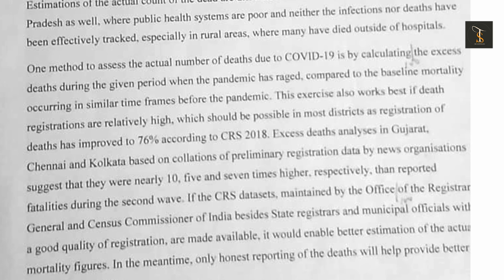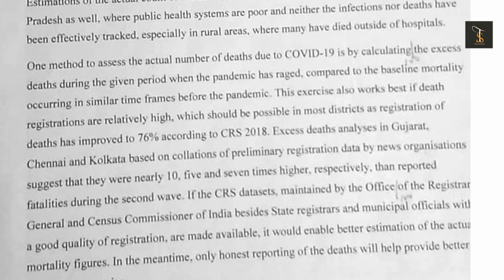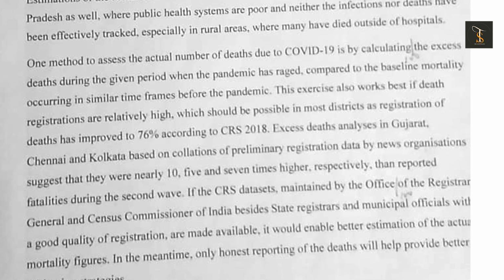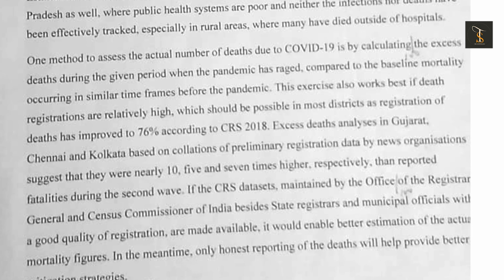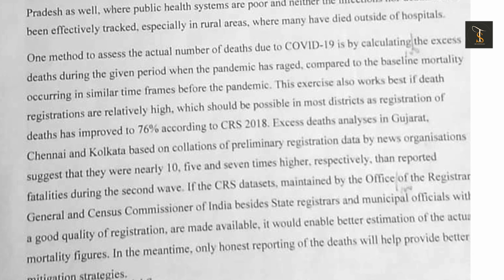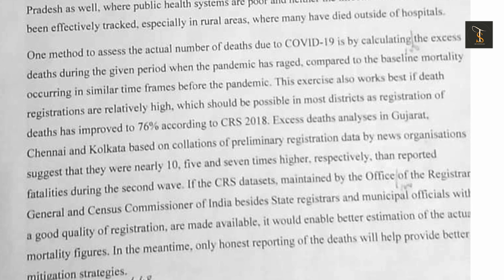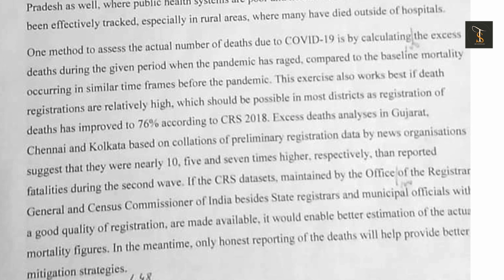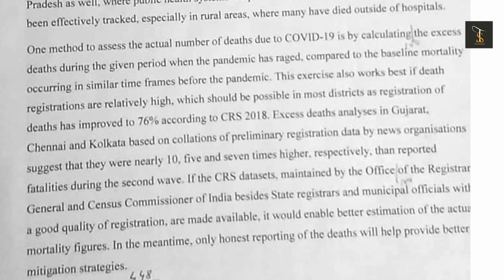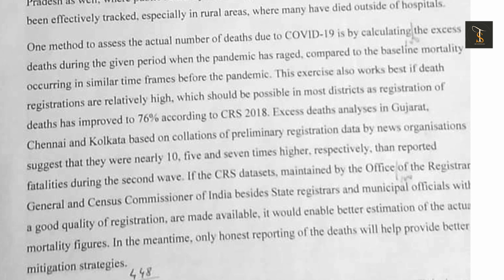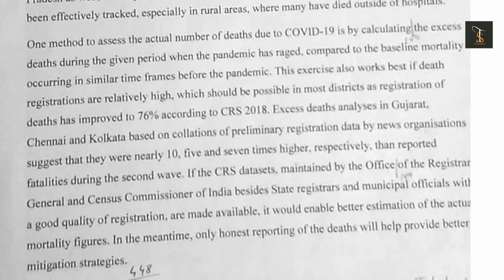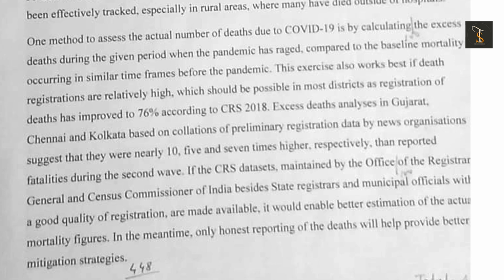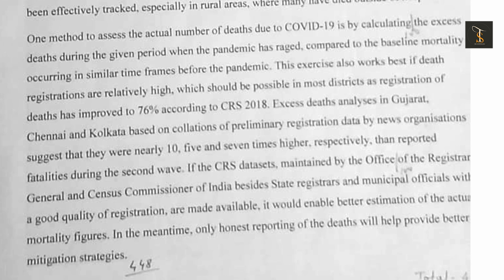If the CRS data sets maintained by the Office of the Registrar General and Census Commissioner of India, besides state registrars and municipal officials with a good quality of registration, are made available, it would enable better estimation of the actual mortality figures. In the meantime, only reporting of the deaths will help provide better mitigation strategies.